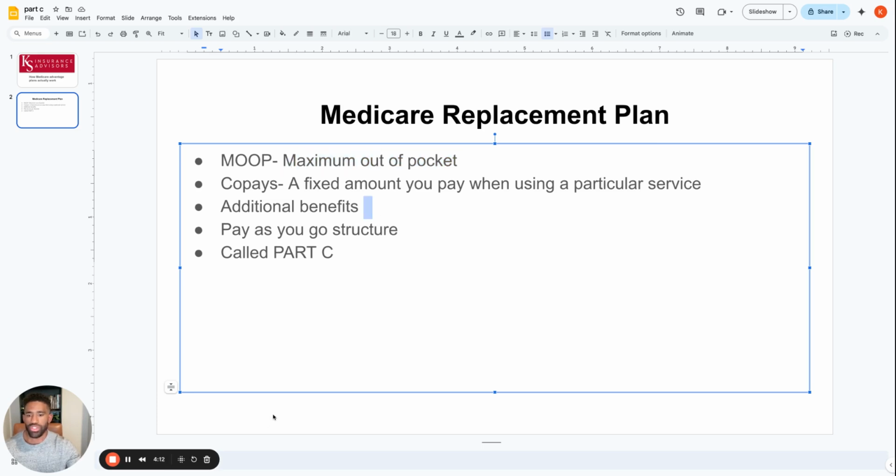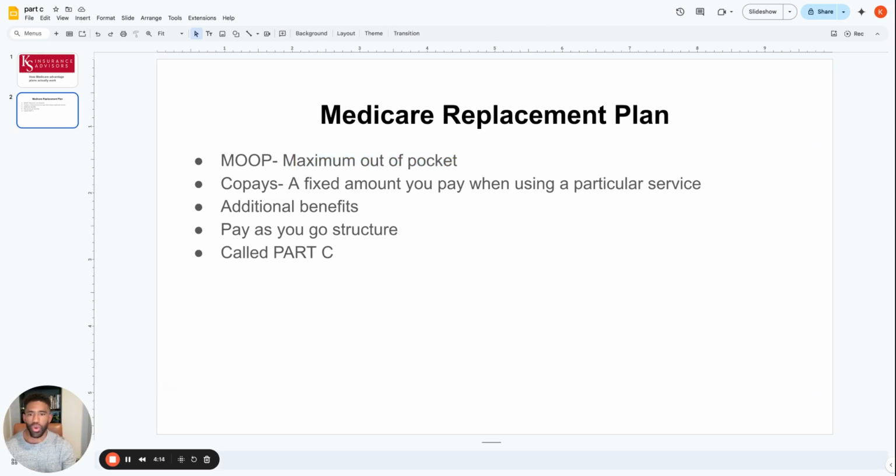All those different copays are going to contribute to what's called this number here, your max out of pocket. So again, once you reach that max out of pocket, you're no longer responsible for any cost. The insurance company covers 100% of it, right? But you have to reach that max out of pocket first. So the copays are just going to be the fixed amount that you are required to pay for each particular service.